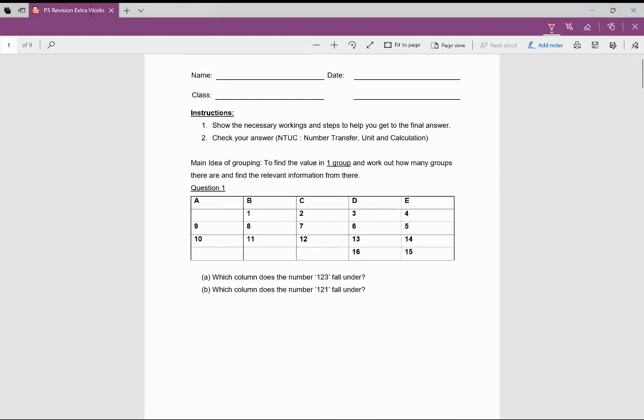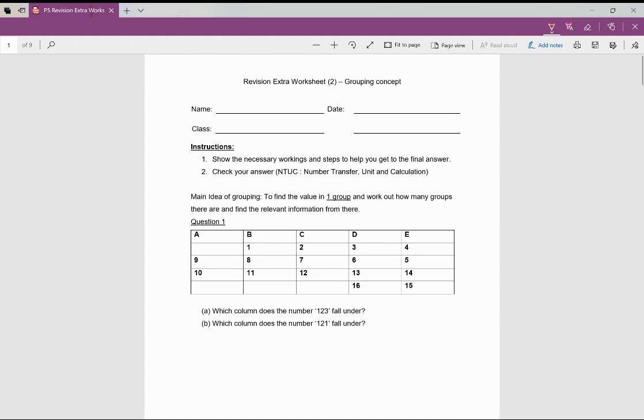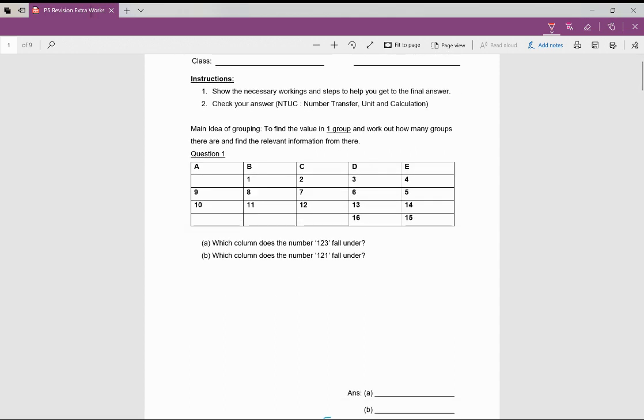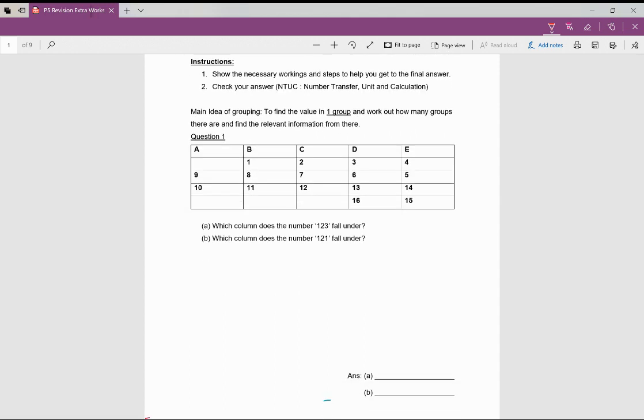Okay, hi everyone. I'm gonna go through the grouping concept extra worksheet for revision, so to prepare you for your grouping test. All right. So for question one, this is taken from grouping concept one.